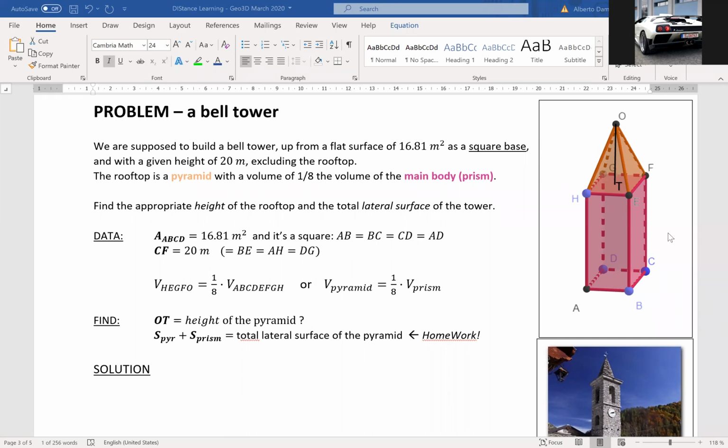And I am modeling, obviously, a bell tower with two solid shapes, a prism at the base and a pyramid on top, which is the roof. Okay, so let's read the problem together.